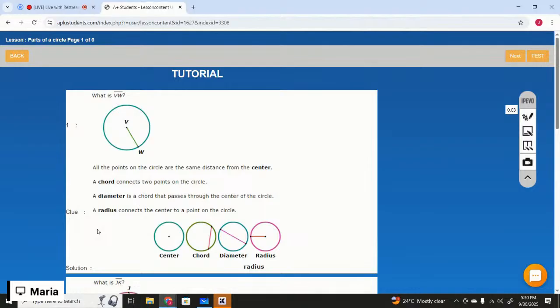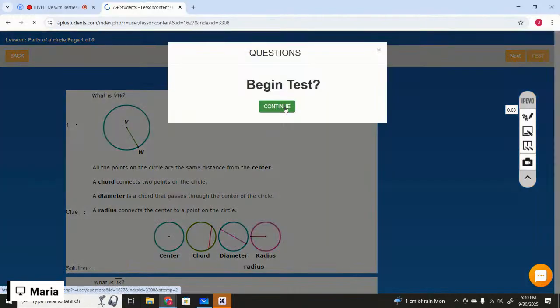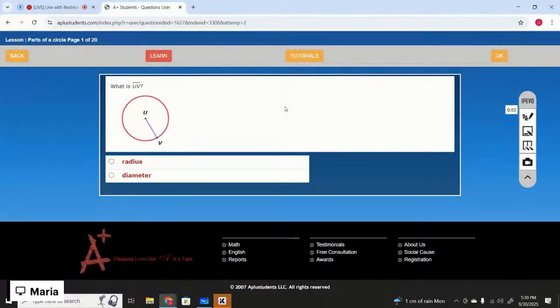What is VW? The line that connects the center of the circle to a point on the circle is always the radius. Let's just start with the test questions. What is UV? That is the radius, right? A line that is on the circle and from the center of the circle would be the radius. Option number 1 is the correct option.